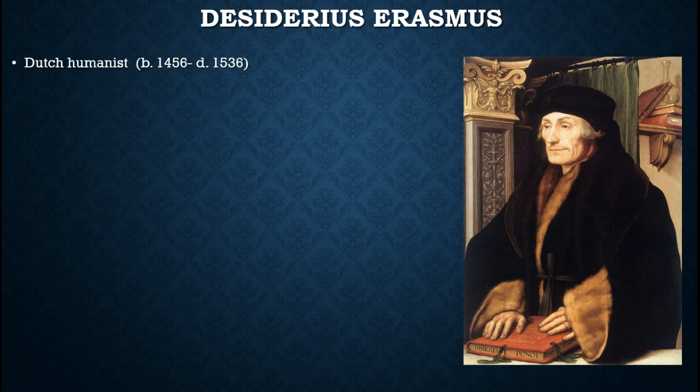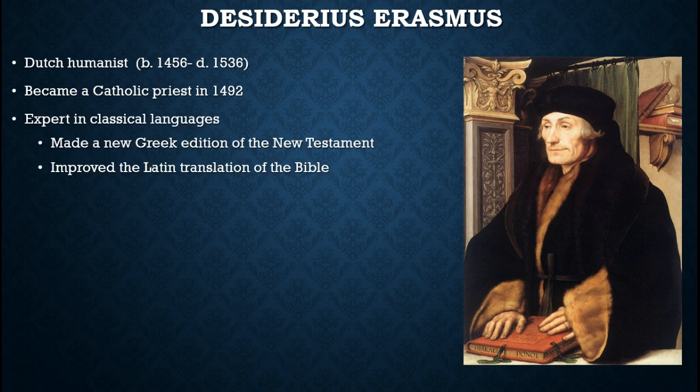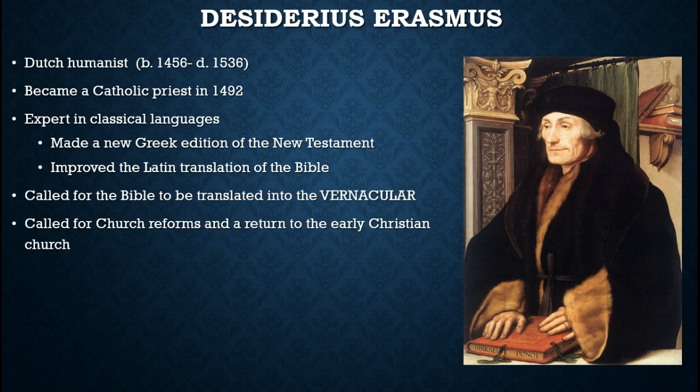The Dutch humanist Desiderius Erasmus was a Catholic priest and an expert in classical languages. He actually wrote a new Greek edition of the New Testament and improved the Latin translation of the Bible. He was a radical in that he wanted the Bible to be translated into the vernacular so that every ordinary person would be able to read it for themselves. At this time, the Catholic Church prohibited the Bible from being printed in the vernacular, believing that only members of the church had the capacity to interpret scripture, not regular people.